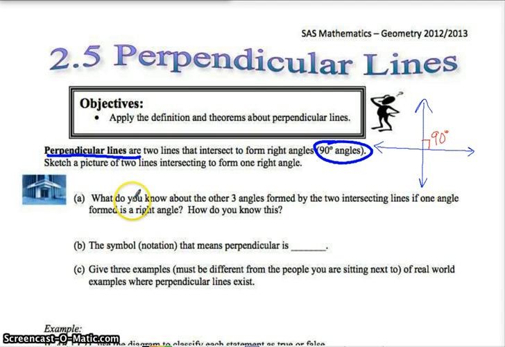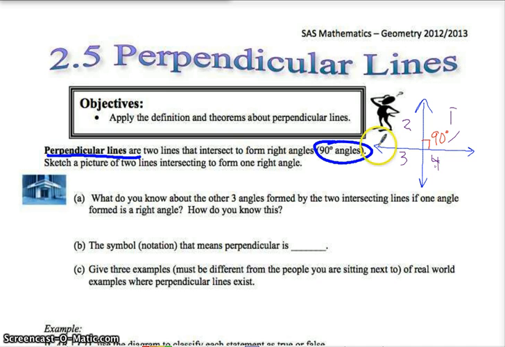So question A says, what do you know about the other three angles formed by the two intersecting lines if one angle forms the right angle? How do you know this? So notice we have four angles here, 1, 2, 3, and 4. So the first angle I told you, well, that I put the symbol in here, that's 90 degrees. How do we know that the second angle or the third angle, the fourth angle, how can we find those measures?